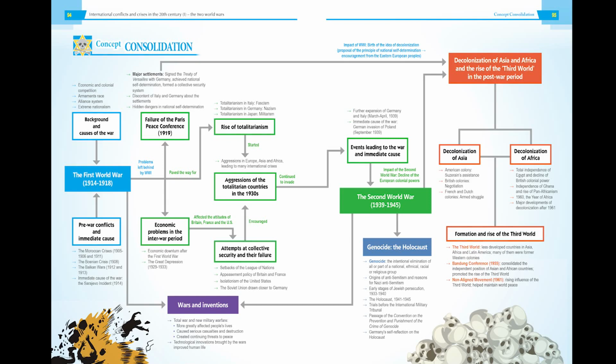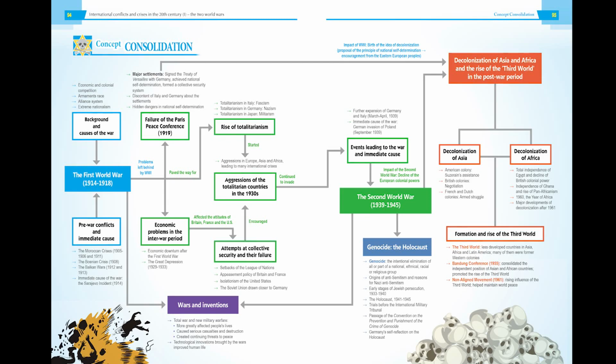Decolonization of Asia and Africa and the rise of the Third World in the post-war period. Decolonization of Asia. American colony, suzerain's assistance. British colonies, negotiation. French and Dutch colonies, armed struggle. Decolonization of Africa. Independence of Egypt and decline of British colonial power. Independence of Ghana and rise of Pan-Africanism. 1960, the year of Africa. Major developments of decolonization after 1961.